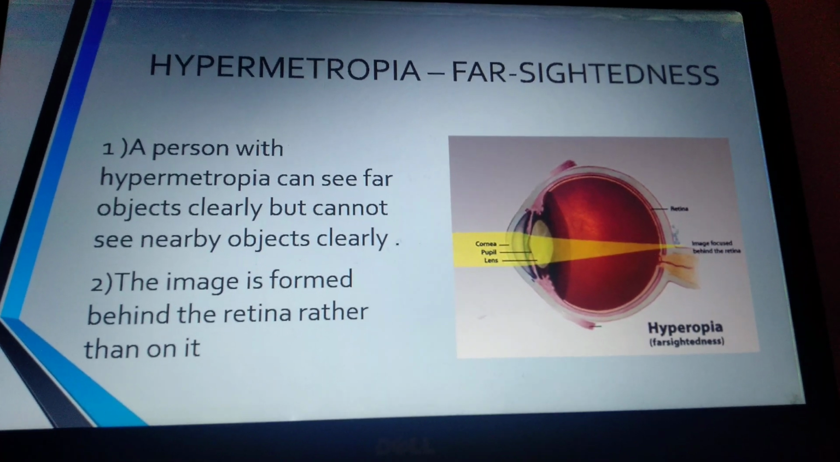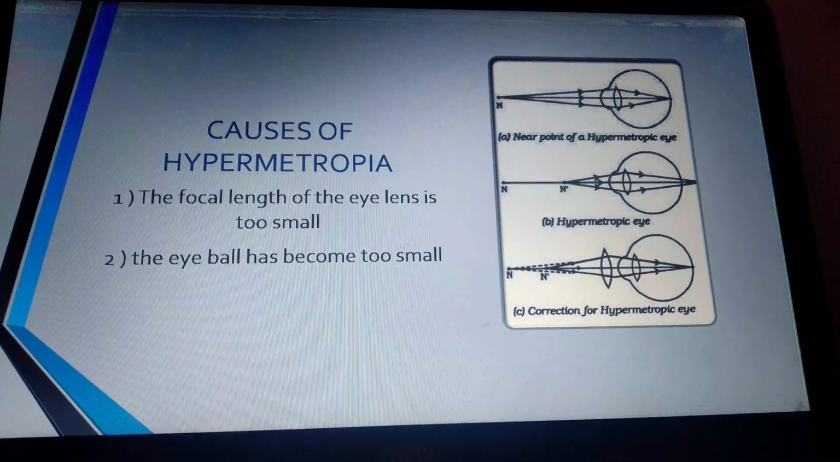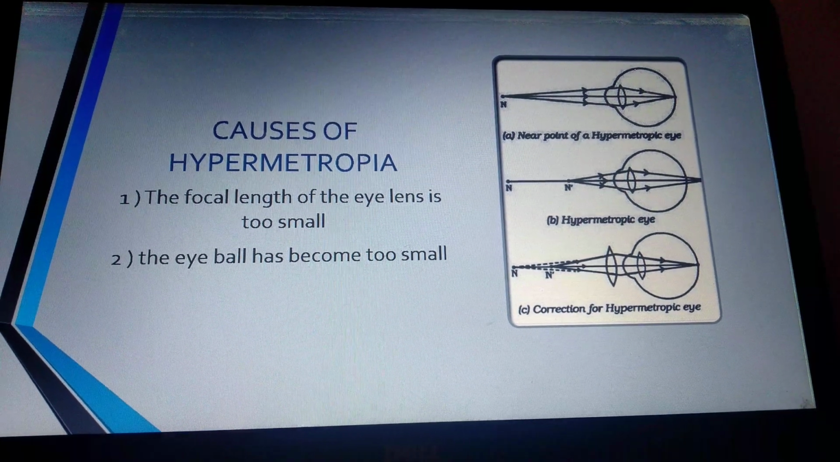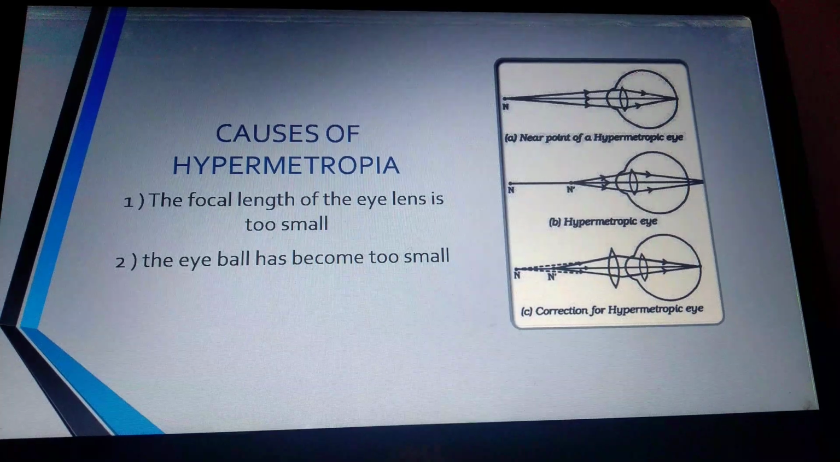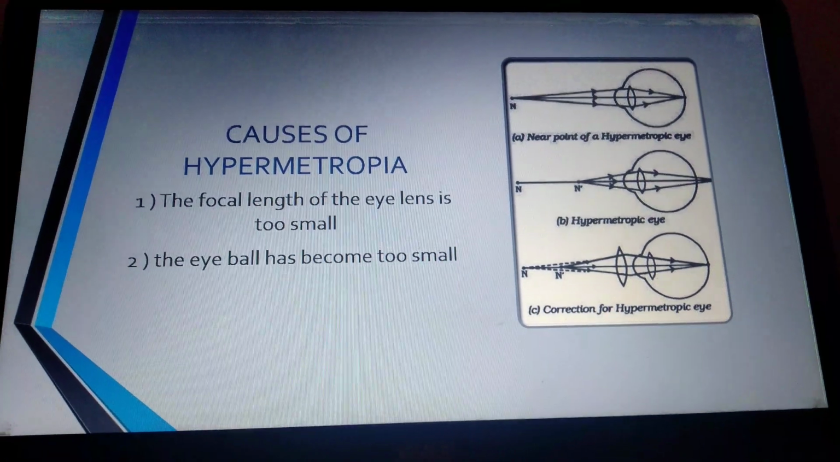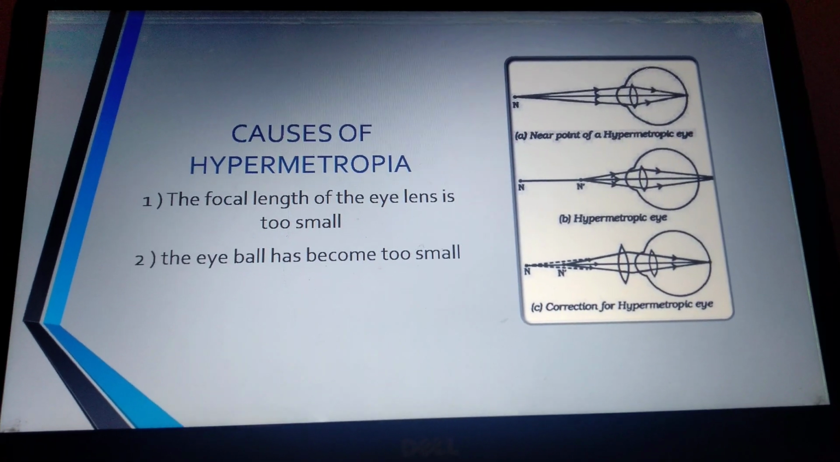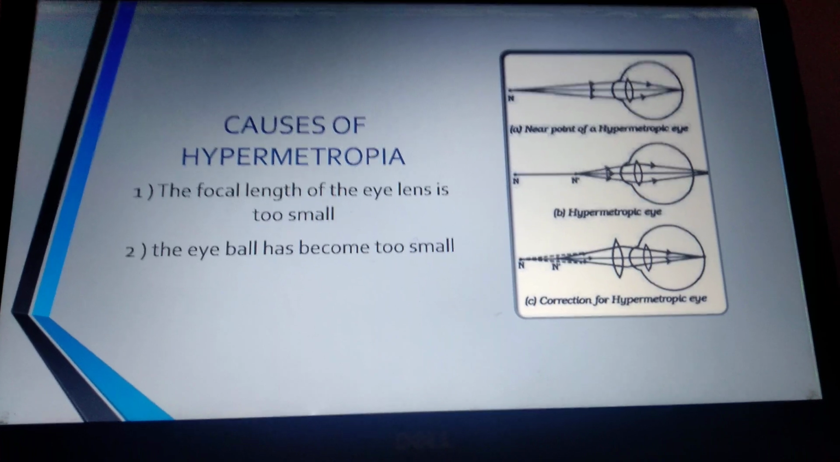Now, what are the causes of hypermetropia? The first cause of hypermetropia is that the focal length of the eyelens is too small. In the before case, the focal length is big, more. But here, the focal length of the eyelens is too small, for which hypermetropia is being caused.